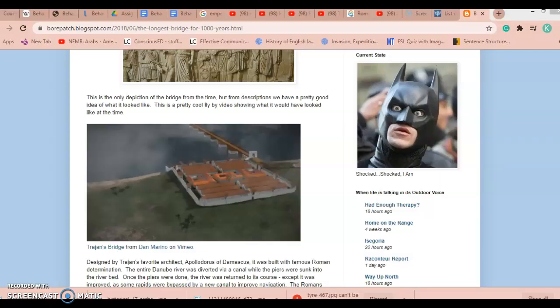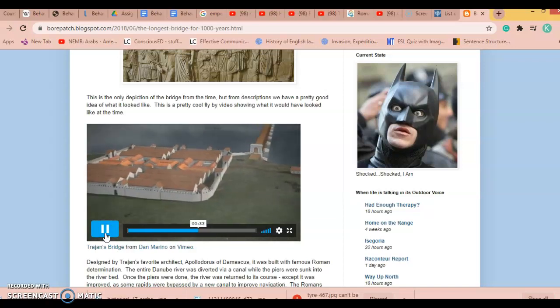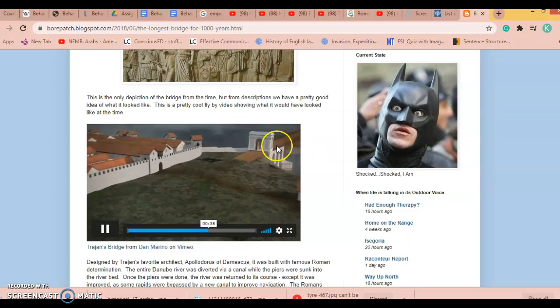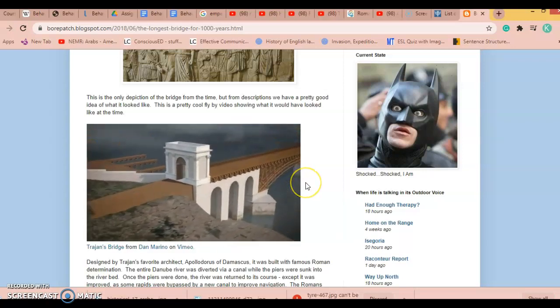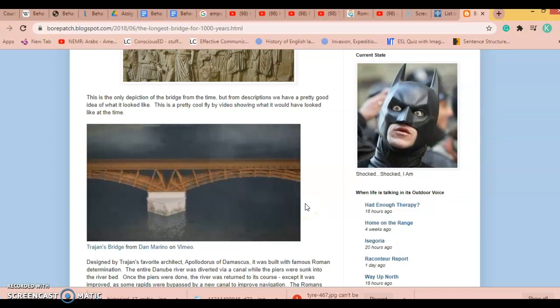There are many things that I show you. You can of course do more research about it. For example, like now I'm reading that it was designed by Trajan's favorite architect, Apollodorus of Damascus. So it is related to Syria if you want to read about it. So this is the Trajan Bridge. As you can see, it is over the Danube River, one of the biggest rivers in the world. Look how long it is.